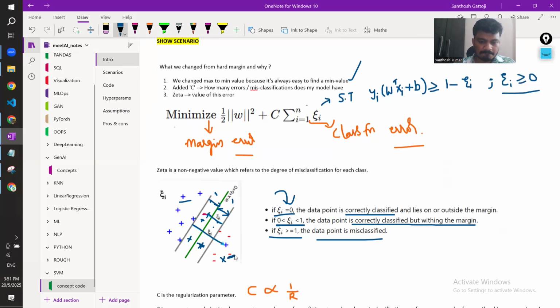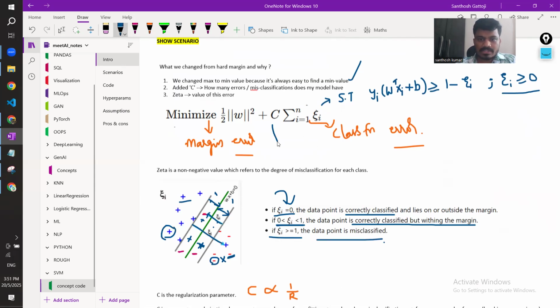So for this, can you tell me what is the zeta for this point? Red point, it is 0. For this blue point, it's 0 only. This point, that is also red, that is also 0. Now if I have a red point say here, what will be the value? Is it 0, or 0 to 1, or greater than 1? It's greater than 1, because that should be beyond the green line. And if I have it here, that is between 0 and 1. Perfect. So now you got the point. This is the value of zeta, we understood.